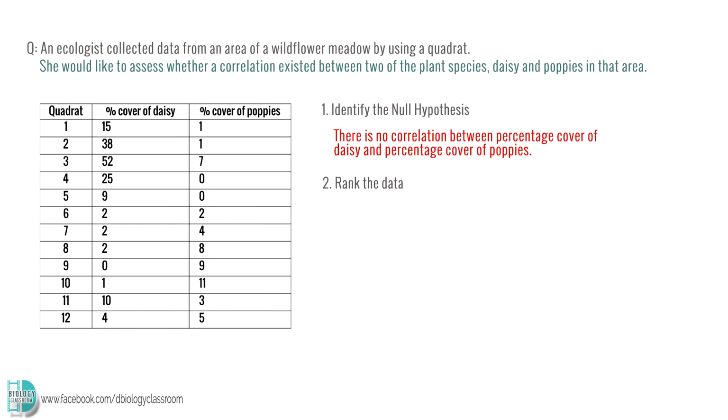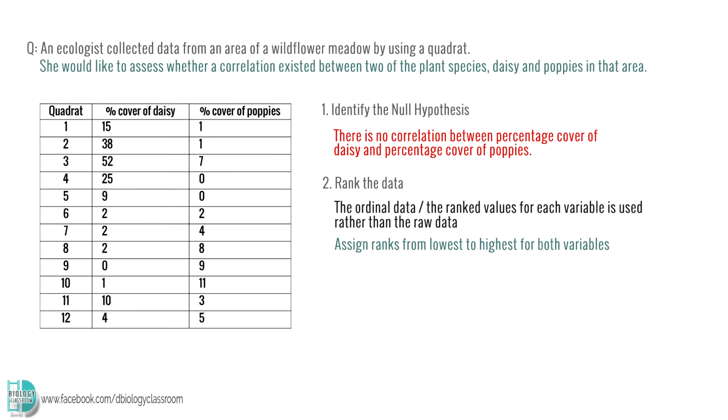In Spearman's rank correlation, we use the ordinal data or the rank values for each variable rather than the raw data. So, what we have to do is assign ranks from lowest to highest for both variables. Let's look at the daisy first. The lowest value in the column is 0, so it will be given the rank of 1. The next smallest number will be given a 2, and so on. If there are tied scores, each of those will share the ranks and be given the average rank.